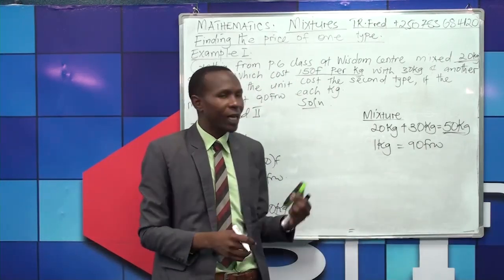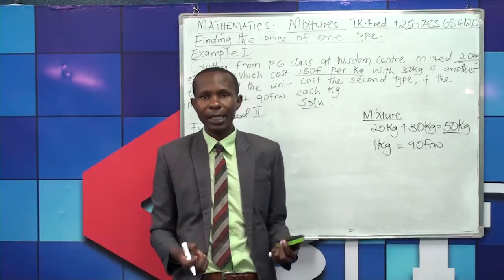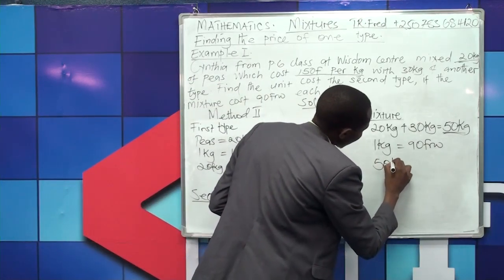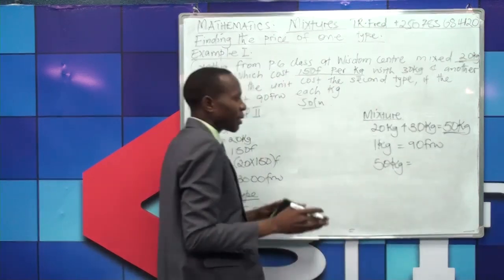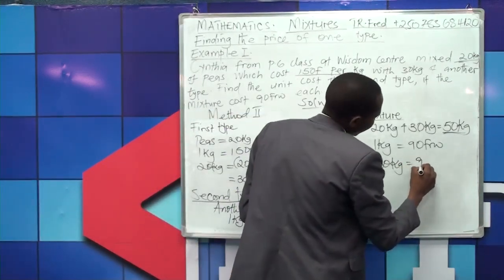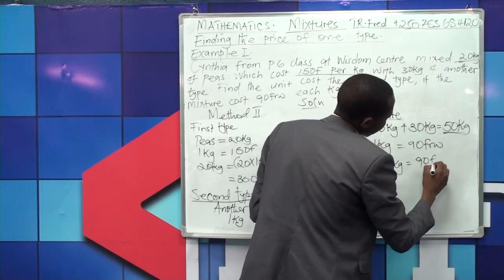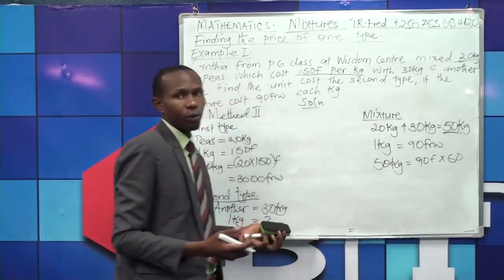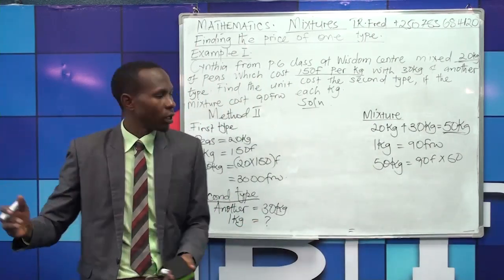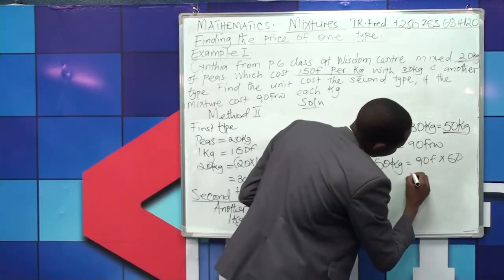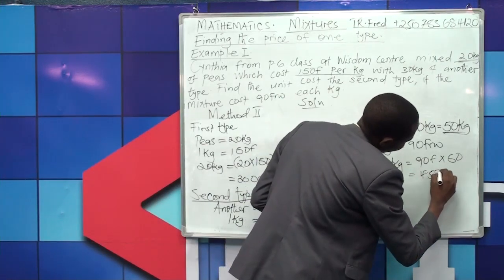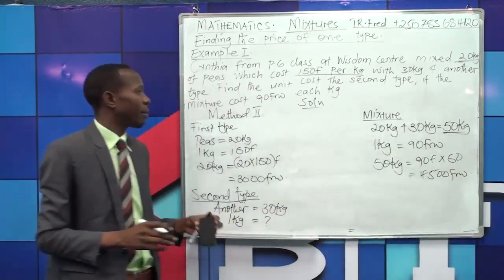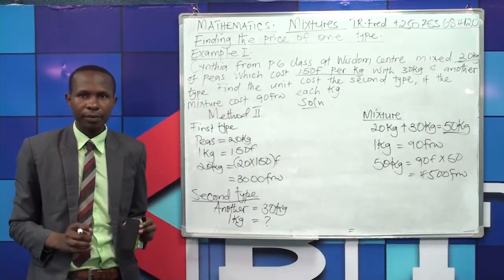What about if somebody wants to take all the 50 kilograms of a mixture? Then we shall come out with 50 kilograms of a mixture will be costing, remember 1 kilogram will be costing us 90 francs times 50 kilograms. We have to multiply with the 50 kilograms because you want 50. So after there, we shall come out with the 4,500 francs. That is now the amount spent on a mixture.